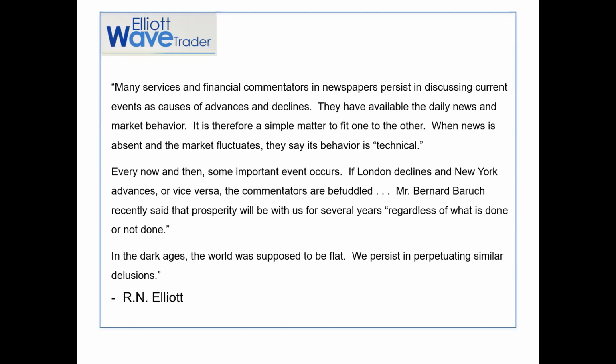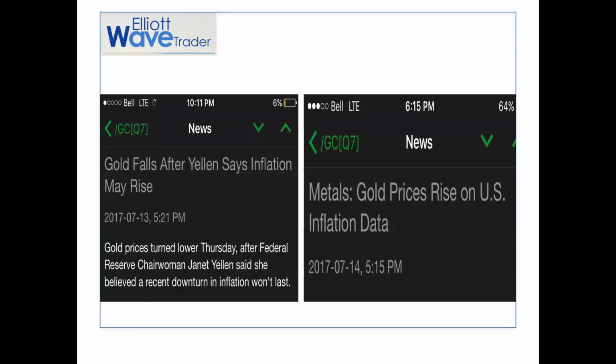Now, how many of you have seen markets move in the exact opposite direction you would have assumed based upon the substance of a particular news event? Now, come on, we've all seen this happen many times before in the market. In fact, here is an example of how the gold market moved in exact opposite directions from the exact same news, a rise in inflation, that came out within 24 hours of each other.